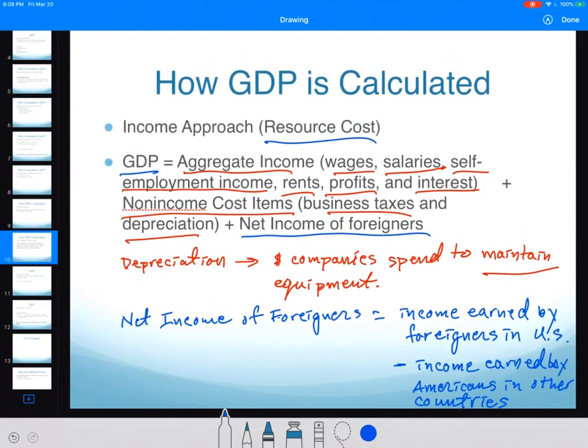Good. Basically, we count what is earned and produced here, and we don't count what is earned and produced abroad. Okay? So that's the income approach. It's a little more messy, and it's generally not used as much. So that's the income approach.